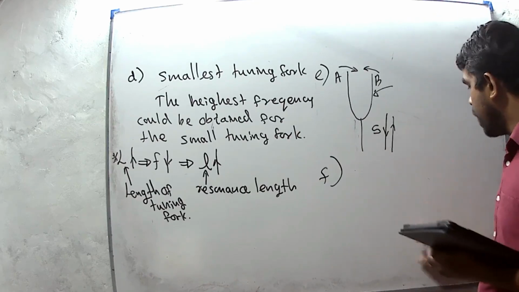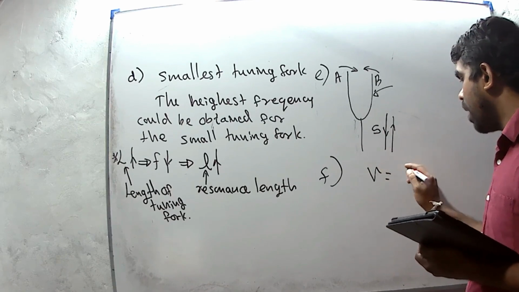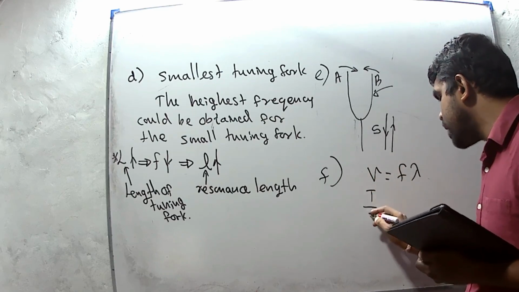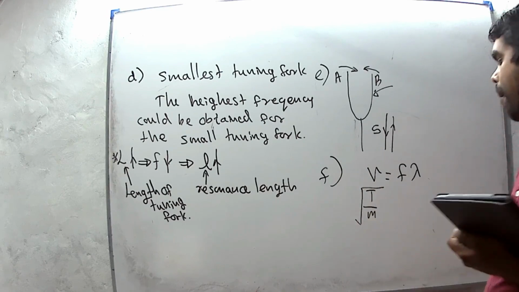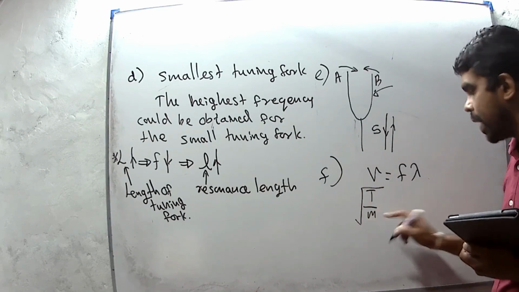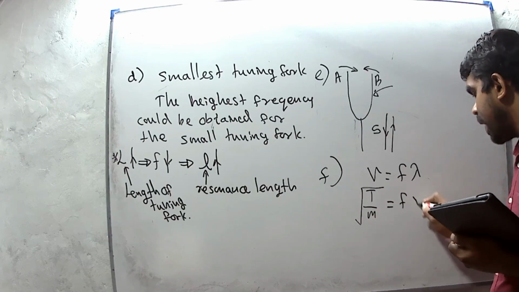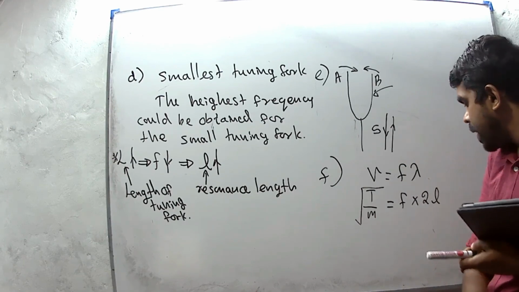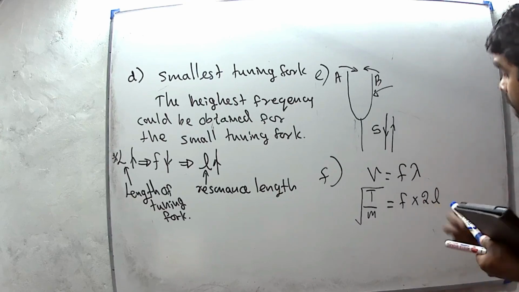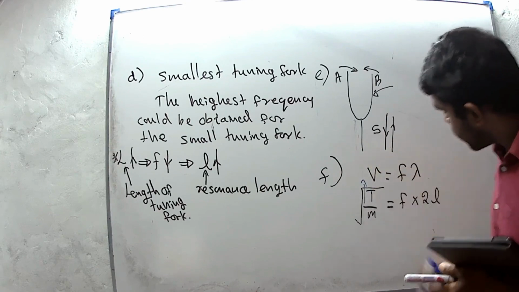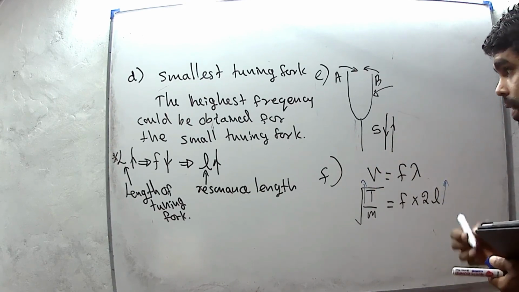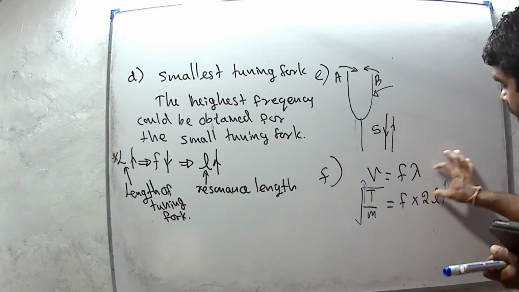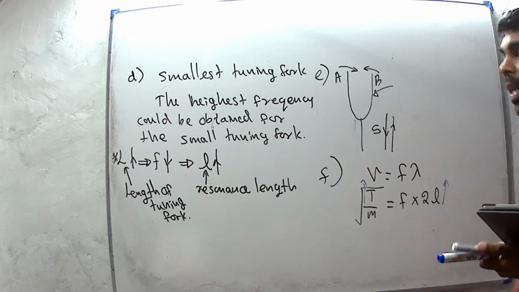Because of, we know that V equals f lambda. We can write velocity of wave in string as square root of T over m, tension over linear density, mass per unit length. If we substitute lambda as L, and we consider tension and length as the resonance length of the wire, when tension increases, resonance length also increases. Therefore, we can get maximum resonance length for maximum tension.